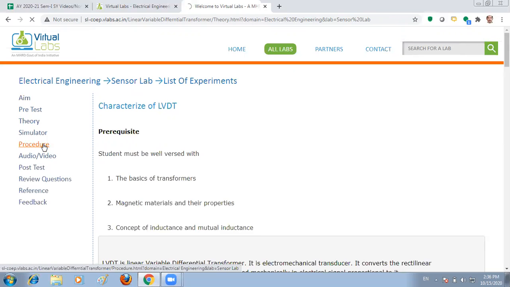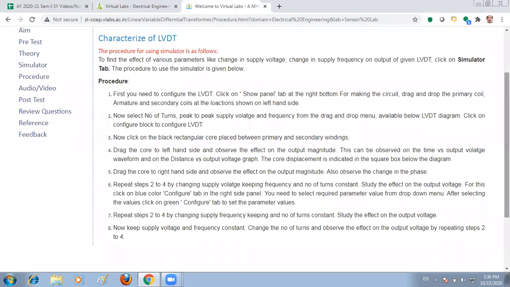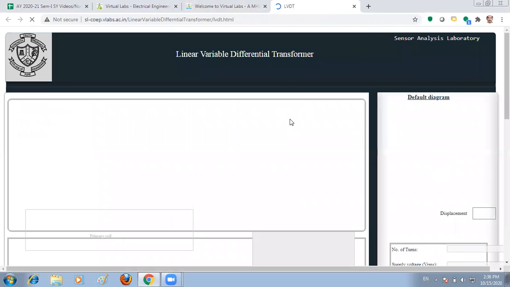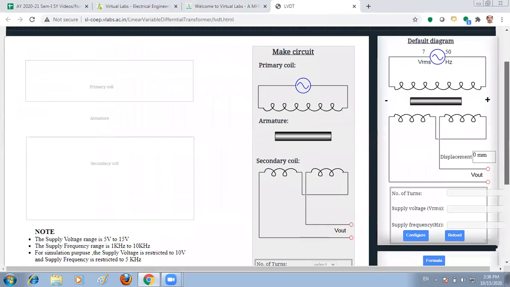To perform the experiment, the procedure is given. To find the effect of various parameters like change in supply voltage and change in supply frequency on the output of the given LVDT, click on the simulator tab. Here the simulator is given. This is the simulator developed by the College of Engineering, Pune.